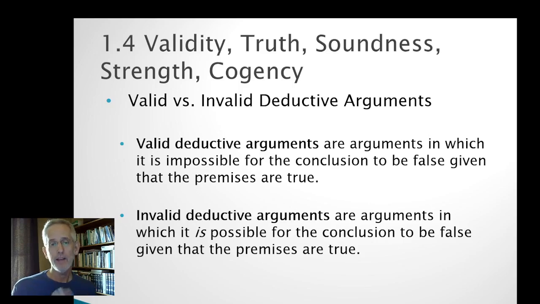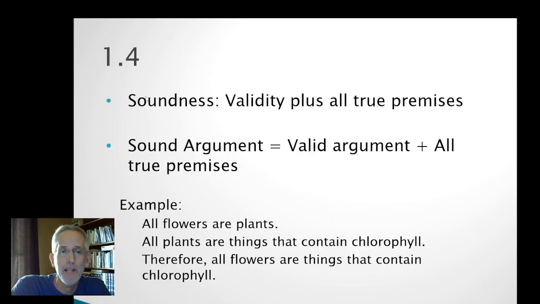So once again, valid means it has the correct pattern, so the premises really do support the conclusion. Invalid means it has an incorrect pattern, and the premises don't really support the conclusion. They might appear to support the conclusion, but they don't really provide evidence in support of it. The truth of the conclusion doesn't follow with necessity. Okay, so let's add to that soundness.